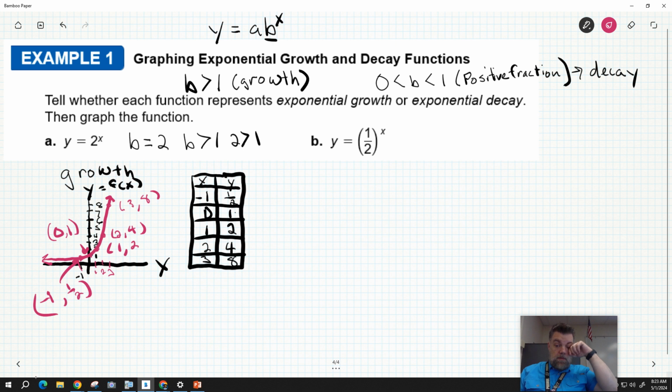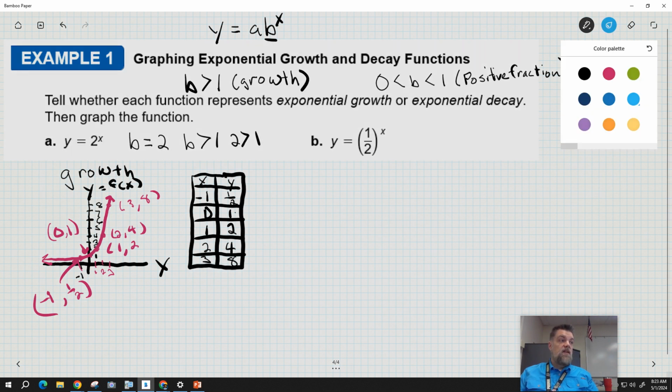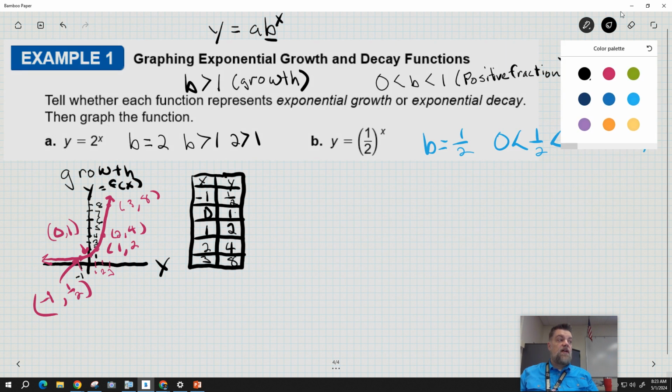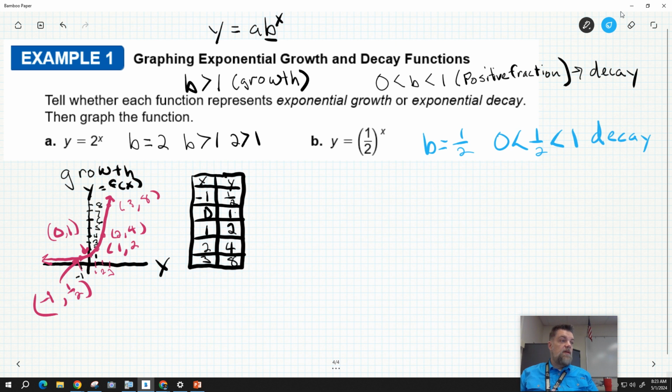Now, on the other side of this, we're going to do the next one, which is, let me change the color. B is equal to 1/2. Well, 1/2 is between 0 and 1. So this is a decay. So we already know how this is going to graph. So let's label this real quick. Well, let me do my table of values.